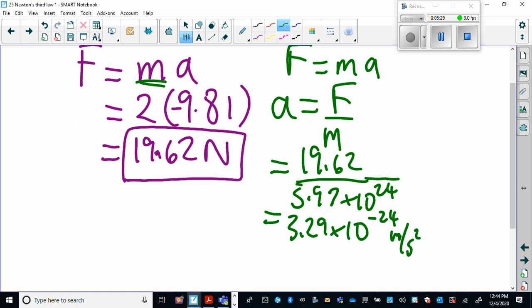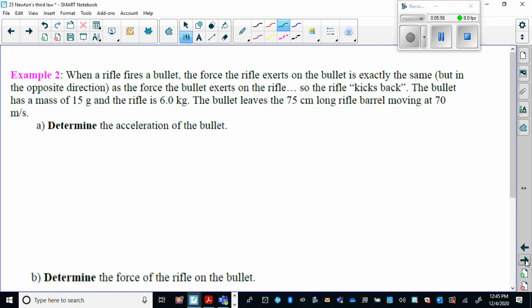So as you can see, that is a ridiculously small acceleration. There's no way you could actually experience that acceleration. But that is theoretically what happens if you drop a 2-kilogram apple. As it accelerates towards the Earth, the Earth is accelerating towards it. The forces on both of them are equal and opposite, but because they have different masses, the accelerations are vastly different. All right, what about example number 2?